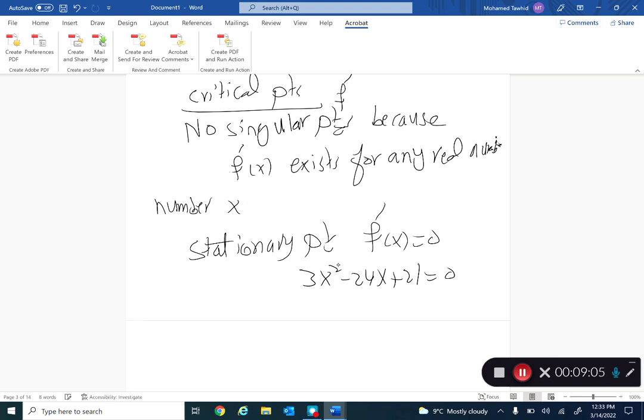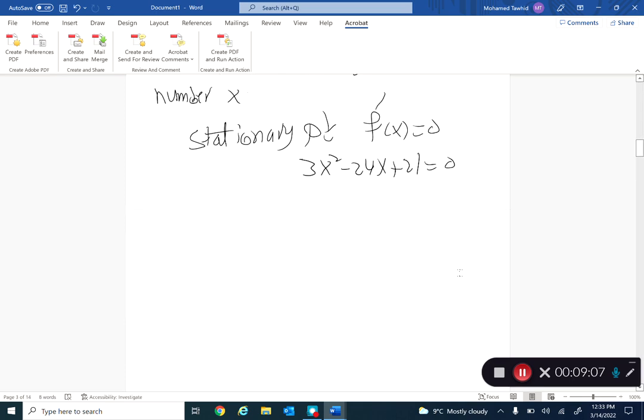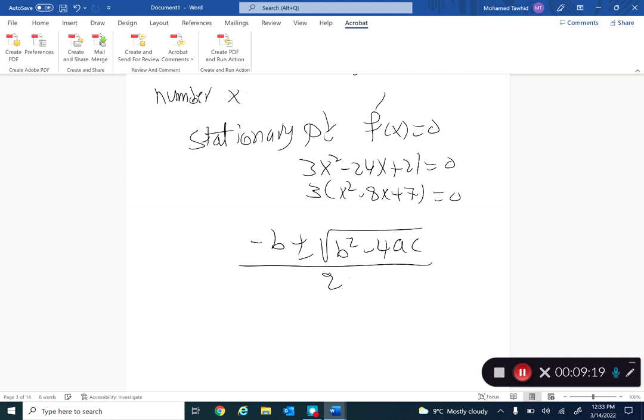Right? I need to go ahead and solve this one. If you factor out 3, you have x squared minus 8x plus 7. I can factor this, or I can use the quadratic formula. You can divide by 3, right? And then you can use the quadratic formula, or I can factor here. It's very easy to factor.